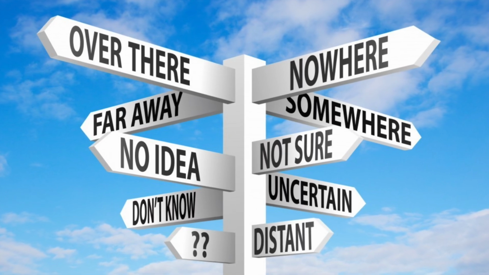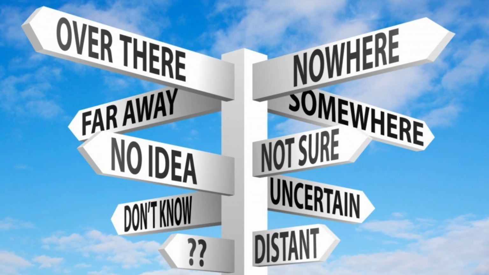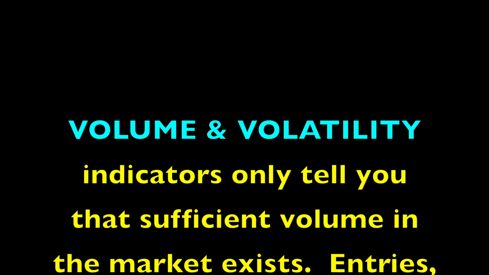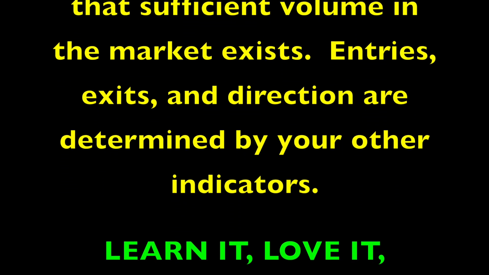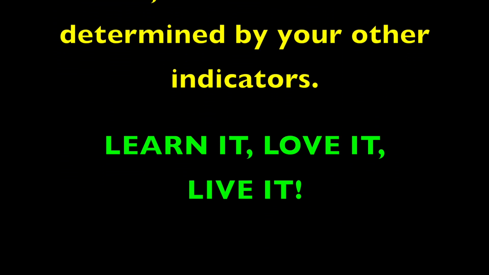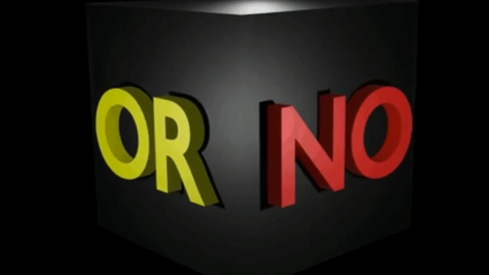Before we get into the rules, understand that volume does not determine trade direction. Volume and volatility indicators only tell you that sufficient volume in the market exists. Entries, exits, and direction are determined by your other indicators. Learn it, love it, live it. It only gives you a yes, it's okay to trade, or a no, it's not time yet. That's it, yes or no. Burn that into your brain.